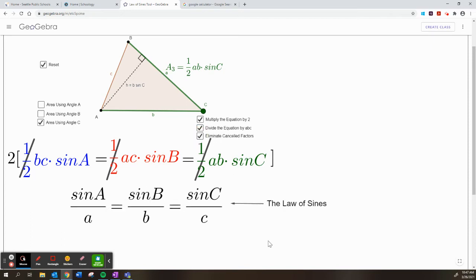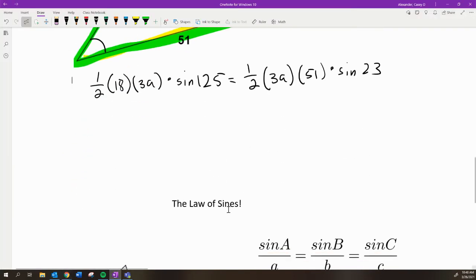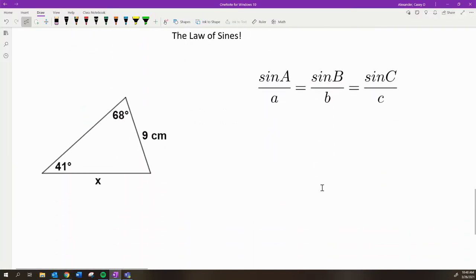And then if you eliminate those canceled factors, what you're left with is the sine of an angle divided by the opposite side is equal to the sine of any other angle divided by its opposite side, because angle B is opposite of side B, and angle A is opposite of side A, and angle C is opposite of side C. So you get this proportional relationship, which is really neat because you can use it on any and every triangle. So let's now solve a problem with the law of sines.